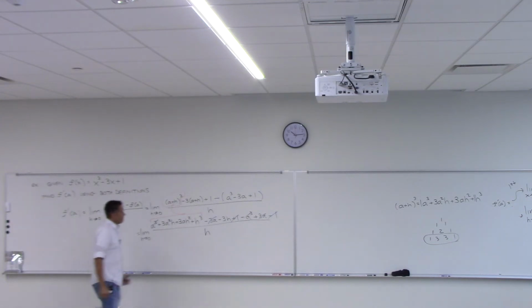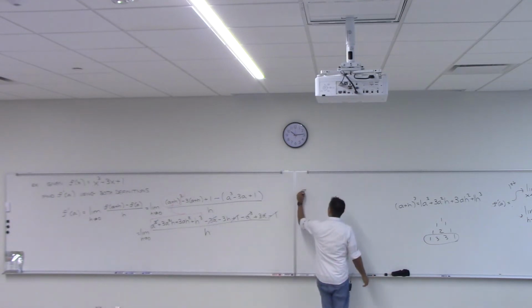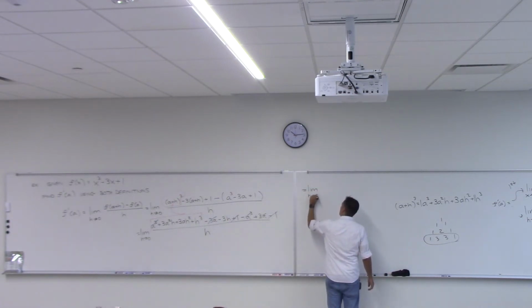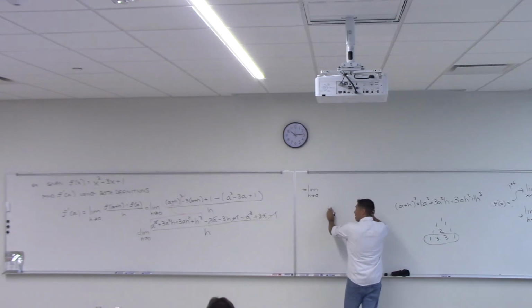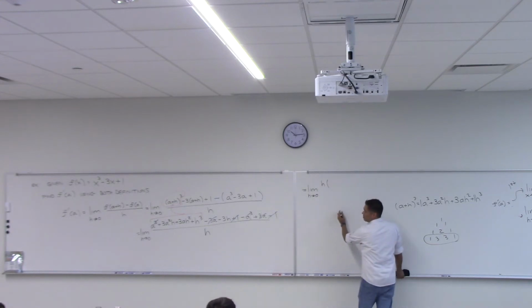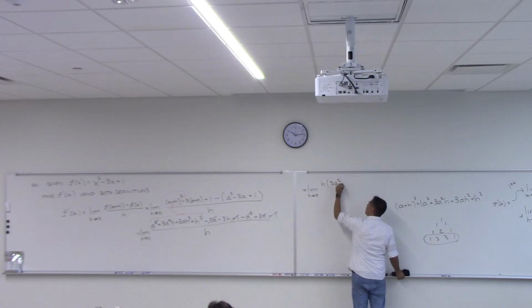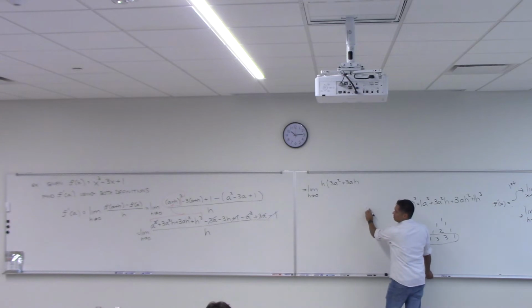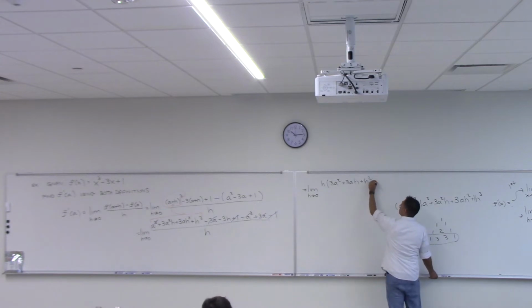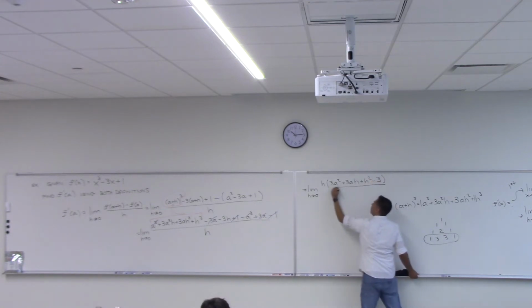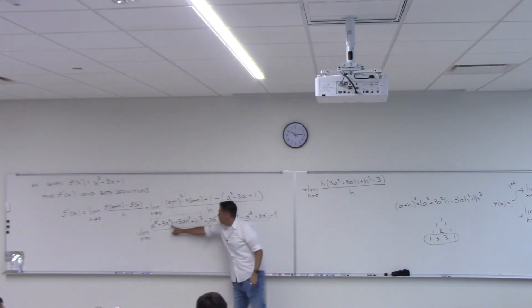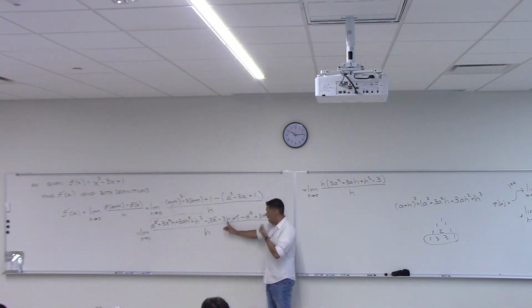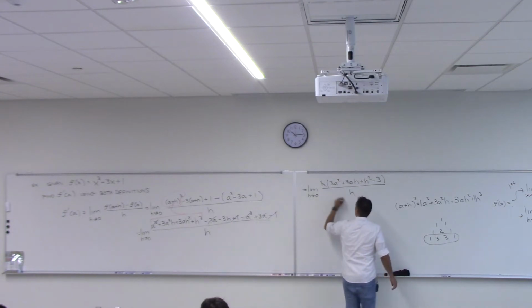So limit h goes to 0. Okay. What should I do here? Can I pull the h now? Yeah. Okay, h, and then that would leave me with 3a squared plus 3ah, because I pulled one of the h's, plus h squared minus 3, all over h. So all we did there is pulled an h out of this one, h out of this one, h out of this one, and an h out of that one. Now they're gone.